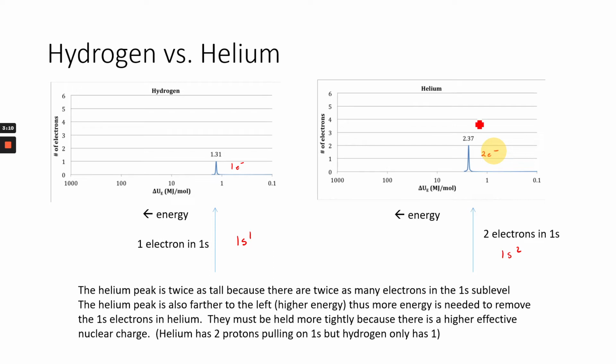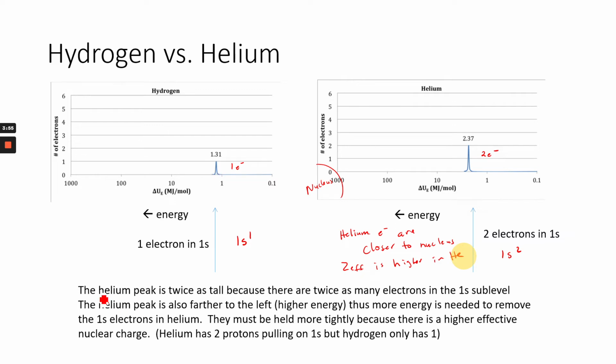But why is this peak of helium closer to the nucleus? Notice this is at a higher ionization energy, 2.37, where this is at 1.31. Remember your nucleus. Envision it here. So helium's electrons are closer to the nucleus, and that is because your effective nuclear charge is higher in helium. So it makes sense that the ionization energy for helium is higher than the ionization energy of hydrogen.